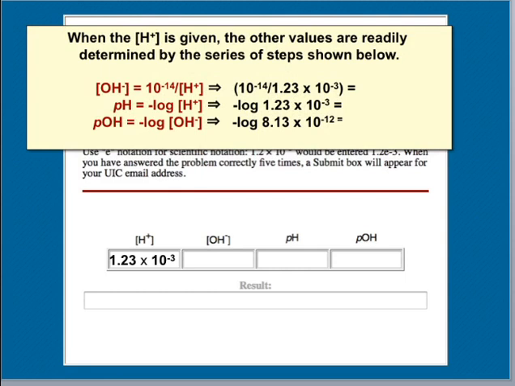For hydroxide, 10 to the minus 14 divided by hydronium, that's this stuff. Here's the numbers. Simple calculation, 8 times 10 to the minus 12. For pH, all you have to do is take hydronium, push the log button, and change the sign. 1.23 times 10 to the minus 3, hit log, change the sign. We're at pH 2.91.